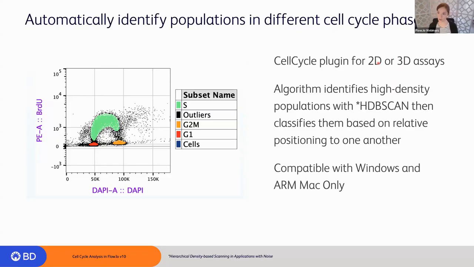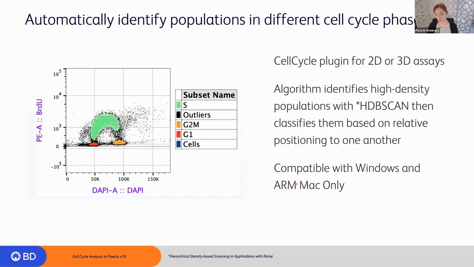Okay, so inclusion of a nucleoside analog or nucleoside analog plus some kind of a protein. So, high level, the algorithm identifies high density populations. It does this with a tool called HDBSCAN, and then after that, classifies them based on the relative positioning to one another. So it looks for these high density areas and, essentially, the distance between events in the visual space here, and using that distance, classifies whether a cell is in the S phase or in the G2, etc.